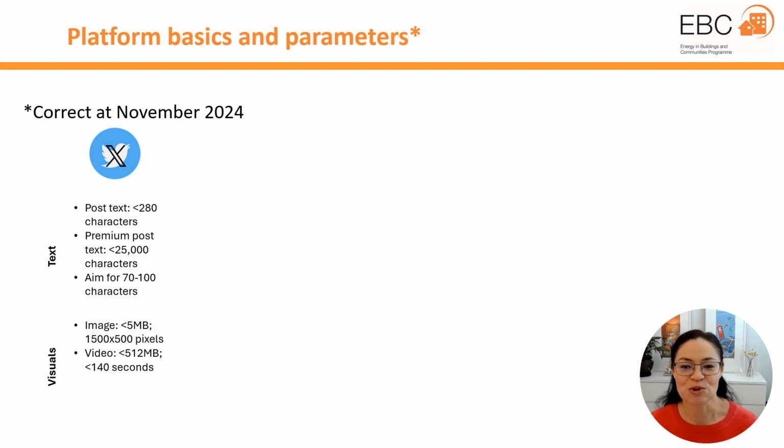Sometimes images are automatically generated by website links included in a post. You can also manually attach an image of your own choice. Images on X can be up to 5 megabytes in size, but try to use smaller file sizes as they will load more quickly. The dimensions that are recommended for images are 1500 by 500 pixels. Videos can be up to 140 seconds long and a maximum file size of 512 megabytes.